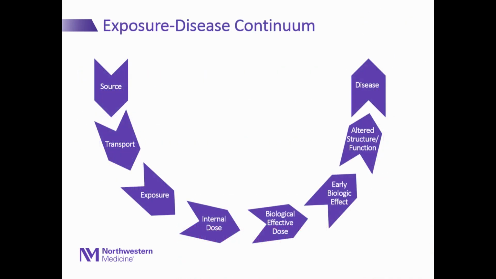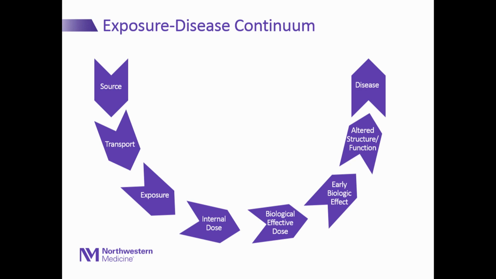So to begin with, I just show this continuum of exposure to the disease. And so we have environmental source, transport, exposure when you come in contact with a human, internal dose, the amount that gets into a person, biological effective dose. This could be a metabolite of a compound that needs to be metabolized to exert its toxic effect. Early biological effect, altered structure, function, and disease. And along this continuum, there's a lot of different places where exposure can be assessed.